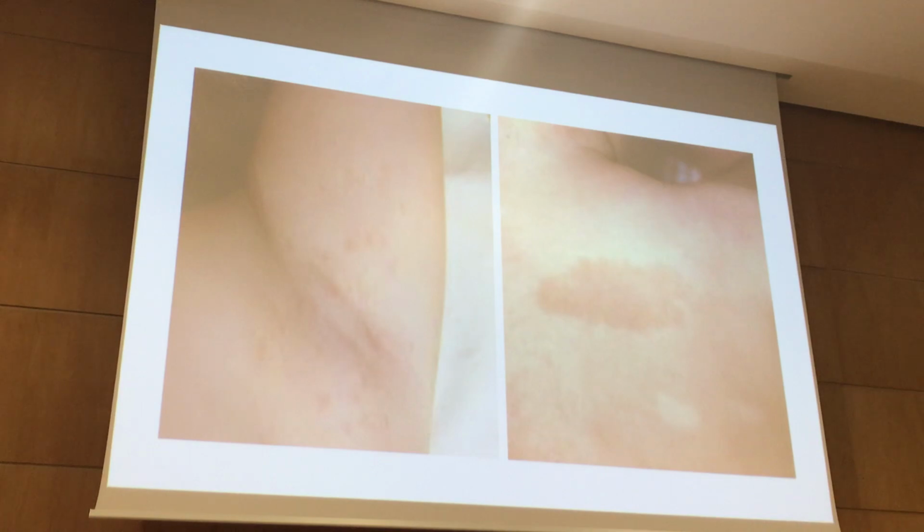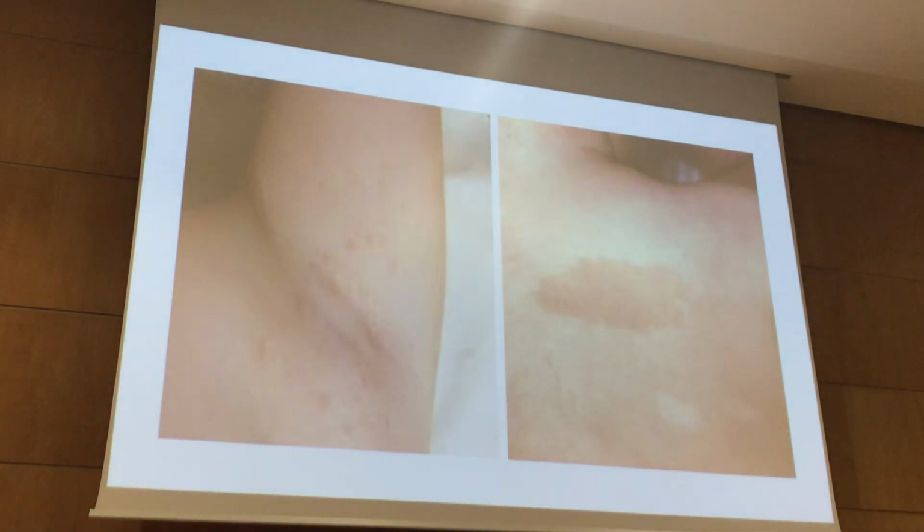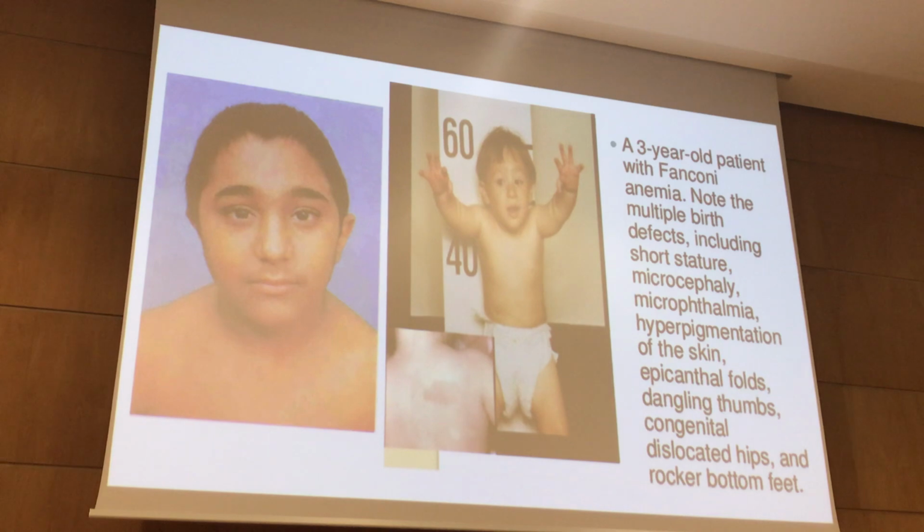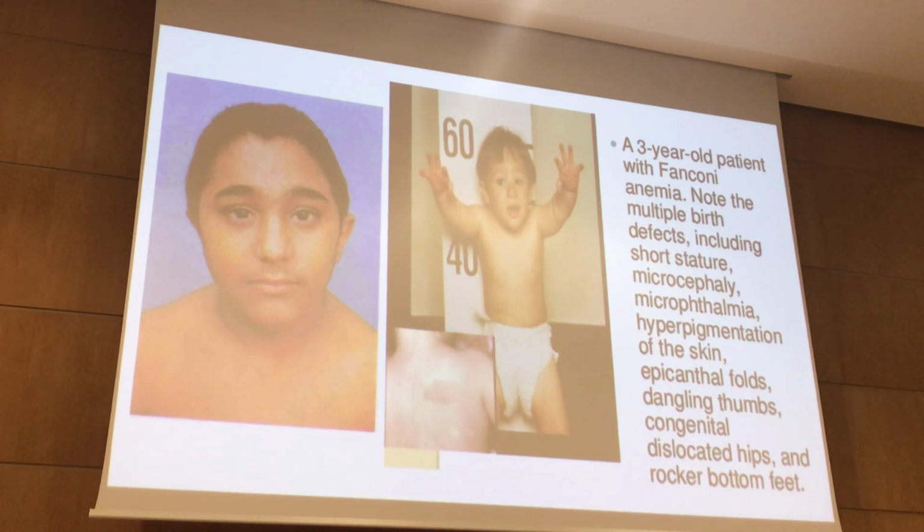So these are cafe au lait spots. Here it is on the back of the patient and the armpit of the patient. Another patient with cafe au lait spots. Very typical faces of the patients. Usually they have a short stature, microcephaly, epicanthal folds, and the faces look similar in almost all patients.